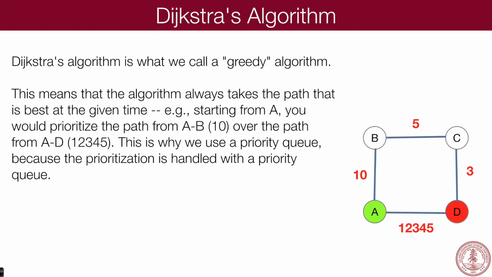Okay, Dijkstra's algorithm is what we call a greedy algorithm, which means that at any particular time, it greedily picks the next path that's the best one at that particular point. So in other words, if you're going from A to D, the greedy solution says, oh look, there's a nice short path from A to B, which is 10, and that's a better path than A to D. It's another way of saying that we're prioritizing this. Okay, and that's where the priority queue comes into play.